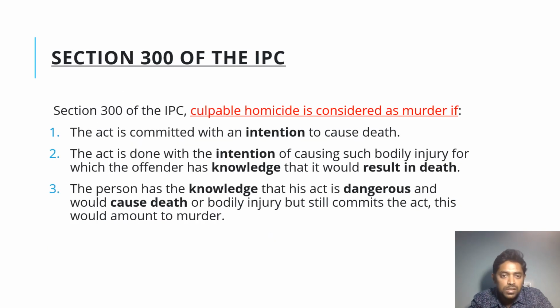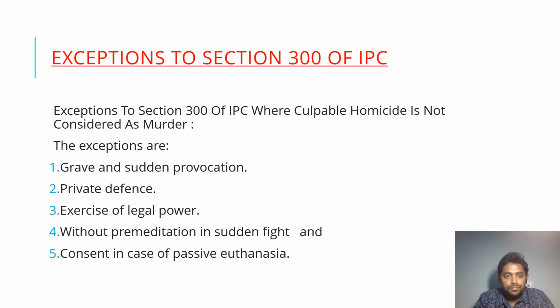Section 300 of the IPC says culpable homicide is considered murder if the act is committed with the intention to cause death, or with the intention of causing such bodily injury for which the offender has knowledge that it would result in death, or the person has knowledge that his act is dangerous and would cause death or bodily injury but still commits the act. This would amount to murder.